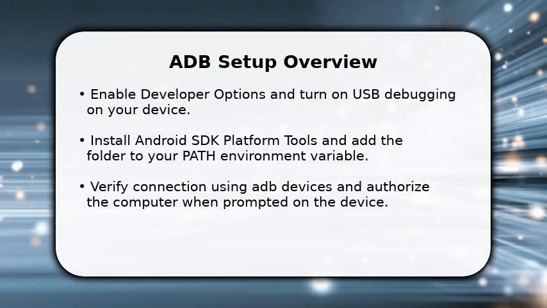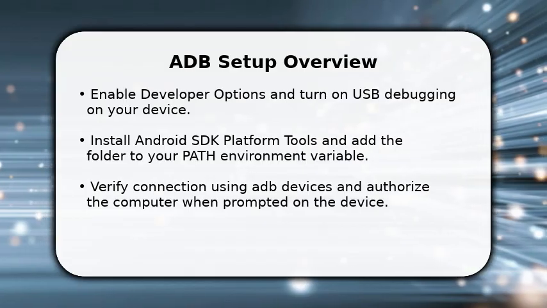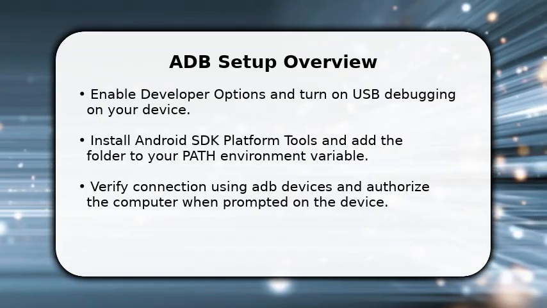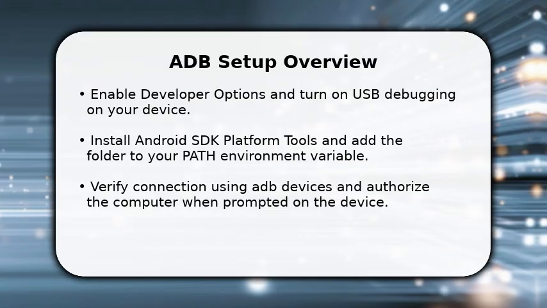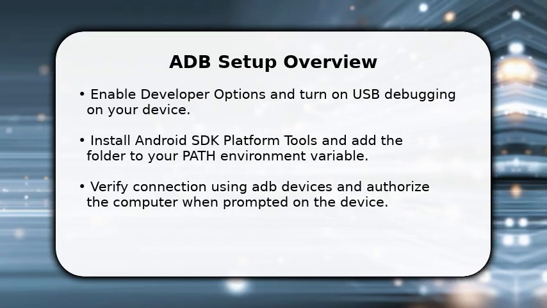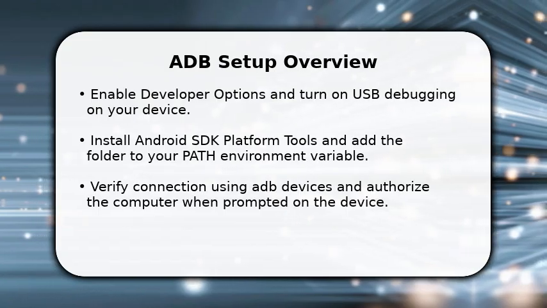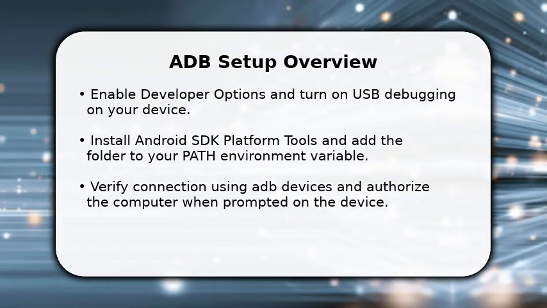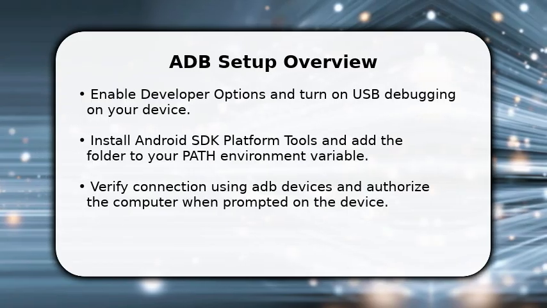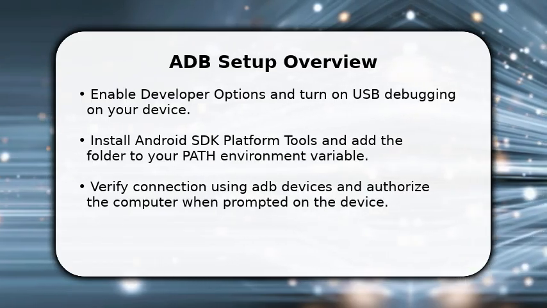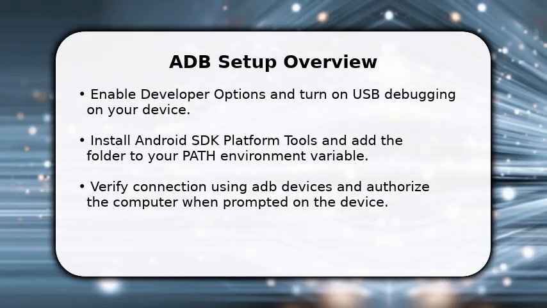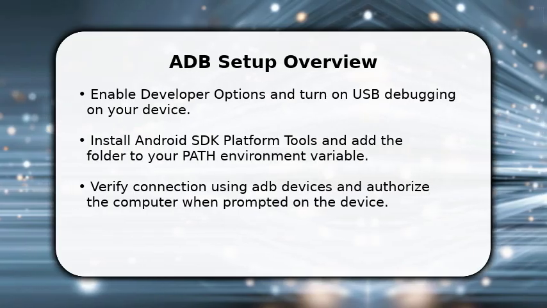In this video, I will explain how to set up ADB. Connect your device with USB debugging enabled, and accept the RSA prompt when it appears. Install Android SDK platform tools and add the folder to your PATH environment variable. Verify connection with adb devices and reboot into bootloader if needed. Use adb install to sideload apps and adb shell for command line access.